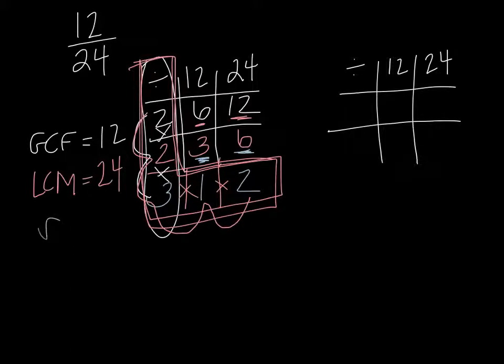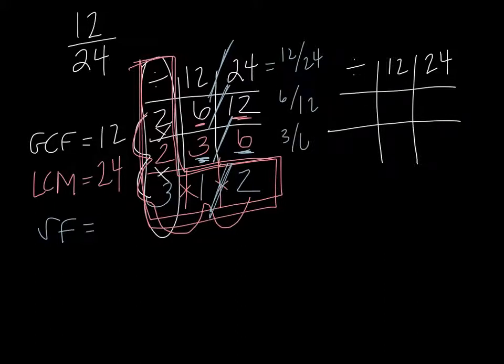And the last thing I can do is find the simplest form. So if I had 12 over 24, I can bring my slash all the way down. And I created several fractions here: 12 24ths, 6 12ths, 3 6ths, and 1/2. So the simplest form for 12 over 24 would be 1/2.